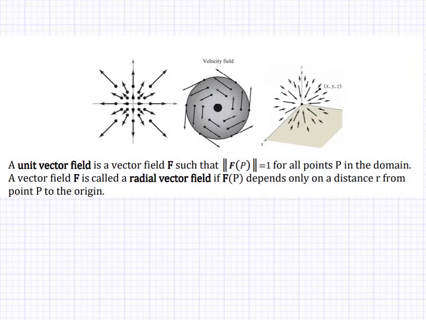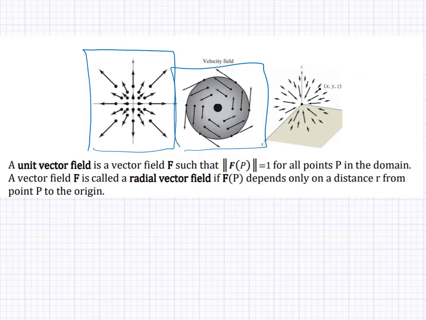Here are a couple of pictures of some random vector fields. This maybe could represent, say, an explosion. This obviously would be representative of a tire spinning around. This could be a gravitational vector field. These first two are two-dimensional vector fields. This one's a three-dimensional vector field.